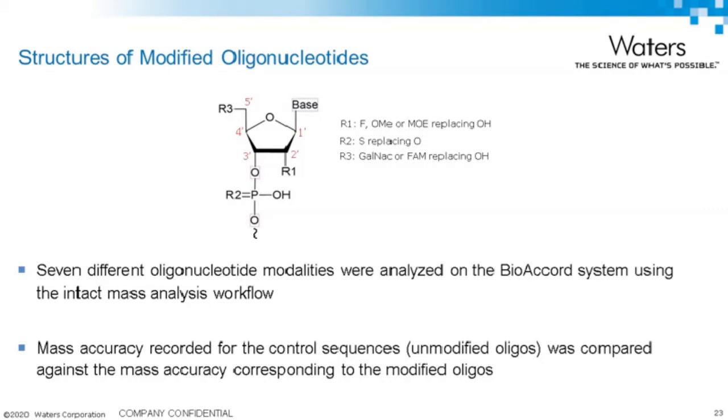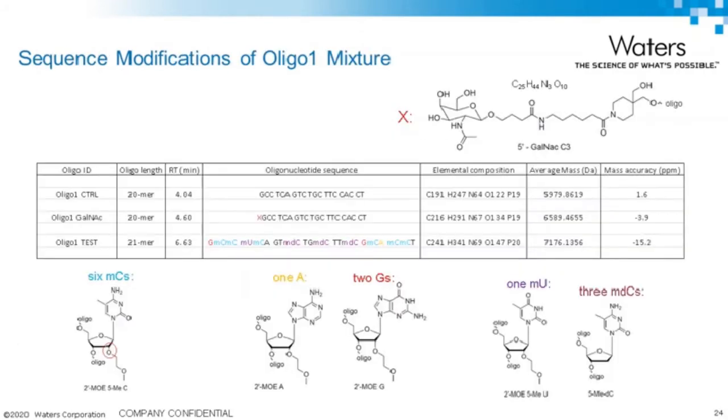Finally, we have some modifications on the 5' end, including a GalNAc sugar or a fluorescent amidate replacing the OH functional group. There are several modifications. The ones are listed here, plus the locked nucleic acids, as you'll see in the later example. In all these examples, we used and compared an unmodified oligo against the modified oligo. So in the same chromatographic run, we recorded the spectra for both of these compounds, and then we compared the mass accuracy.